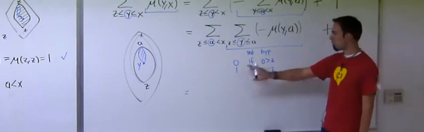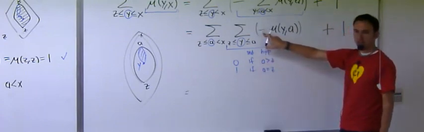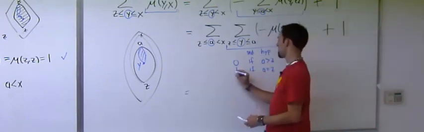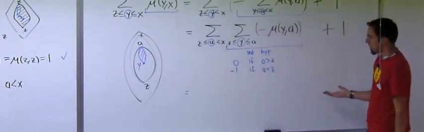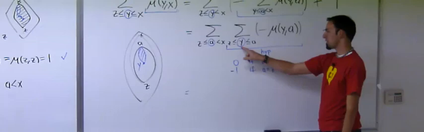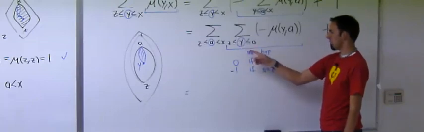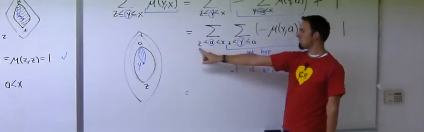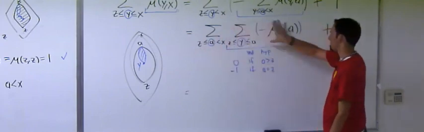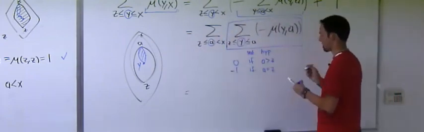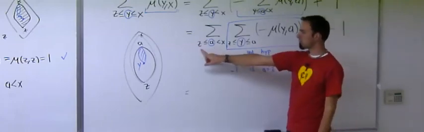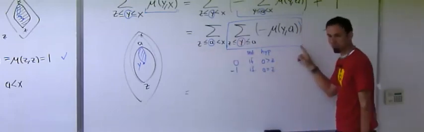Now it's 1, but it would be 1 if I didn't have the minus sign. So it's minus 1 if A is equal to z. So what do I get here? For each, whenever A is bigger than z, the summand here is 0. This disappears. And when A is equal to z, I get a negative 1.